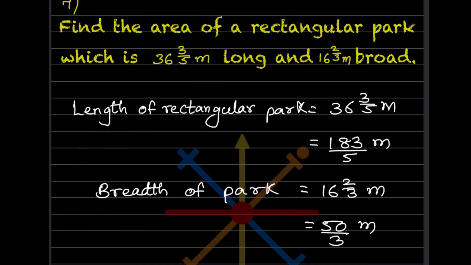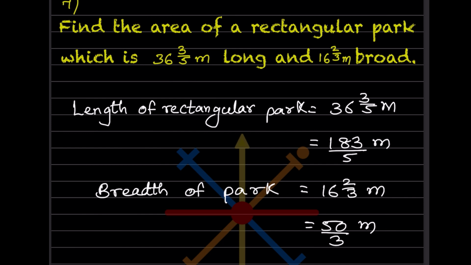So, now what are we going to do? The length is given as 36 3/5 meter. So this, when you convert, you can write here 183/5 meter. And the breadth of the park is given as 16 2/3. So when you multiply this one, that will be 48 plus 2, that will be 50/3 meter.